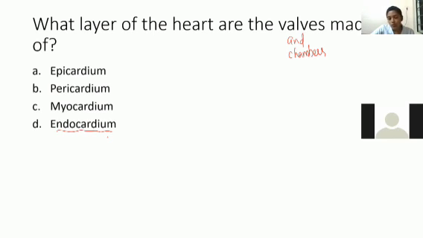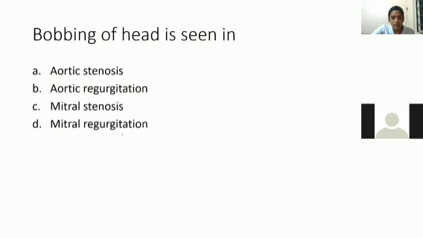So you can even connect it with the disease condition, infective endocarditis, which is the major disease condition causing valvular disorders. Infective endocarditis will cause inflammation or problems in the valves. So endocardium is the layer covering the valves as well as the chambers of the heart. Okay, so this is the first question. Moving on to the second one.